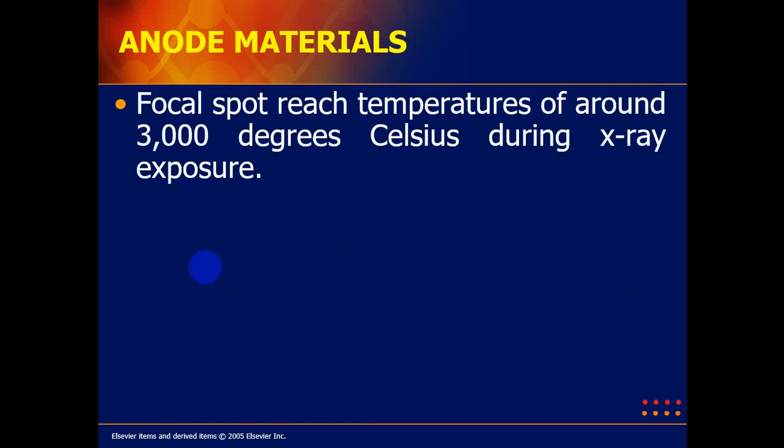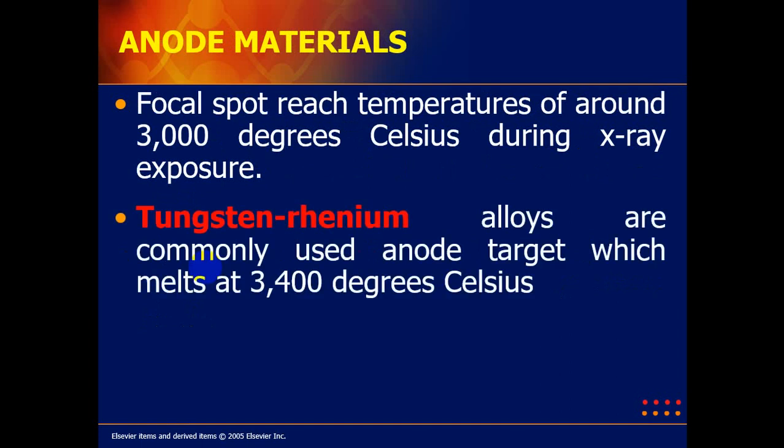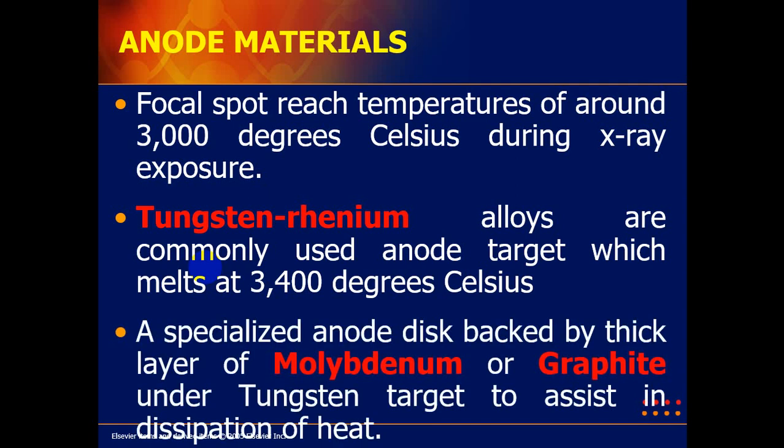So what are the anode materials? Focal spots reach temperatures of around 3,000 degrees Celsius during X-ray exposure. And tungsten-rhenium alloys are commonly used as anode targets, which melt at 3,400 degrees Celsius. A specialized anode disc is backed by a thick layer of molybdenum or graphite under the tungsten target to assist in dissipation of heat.